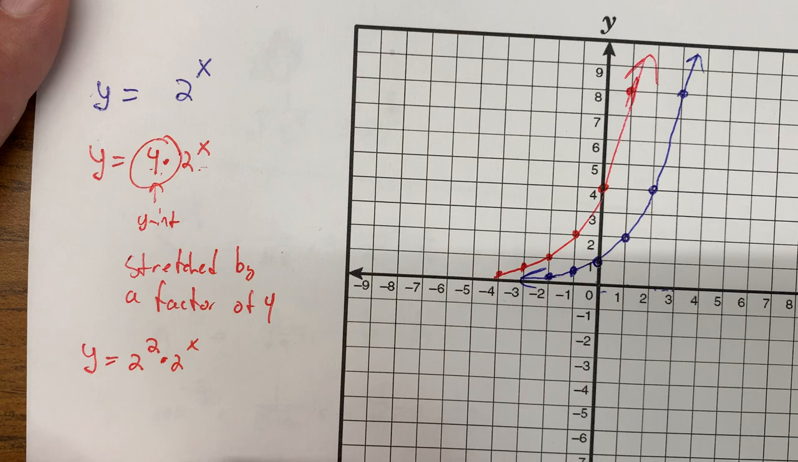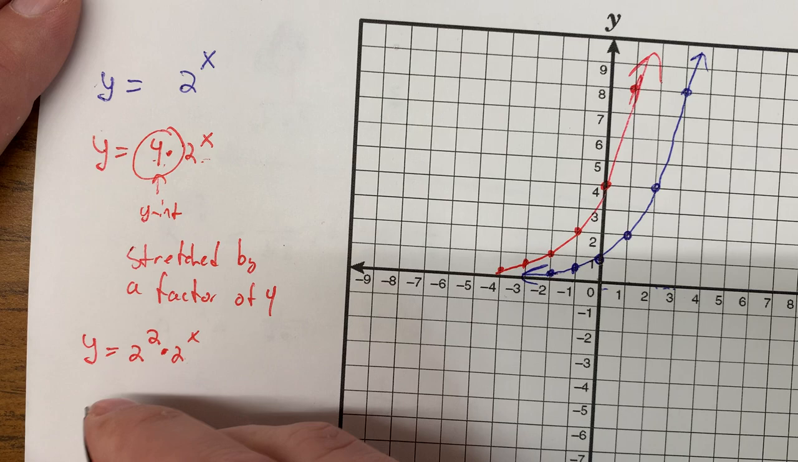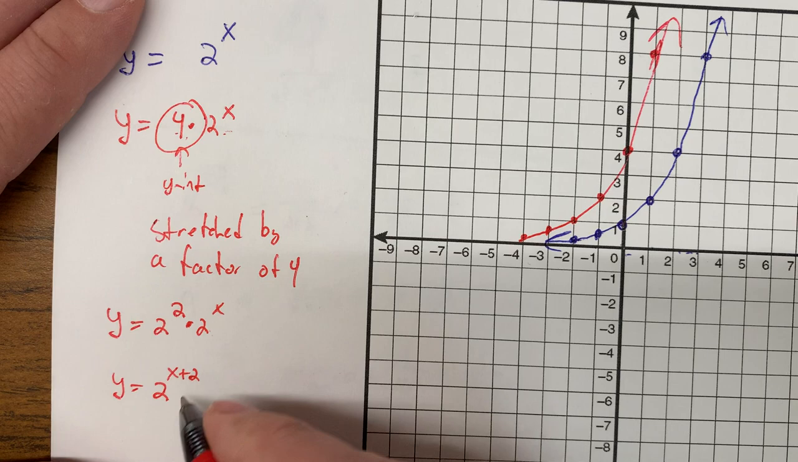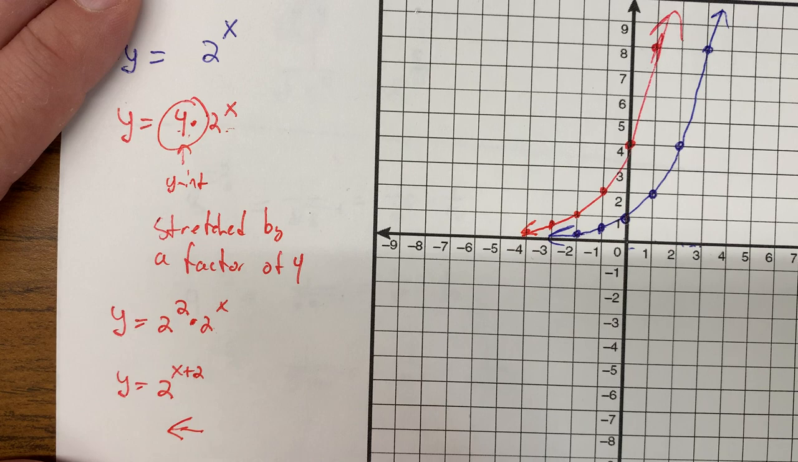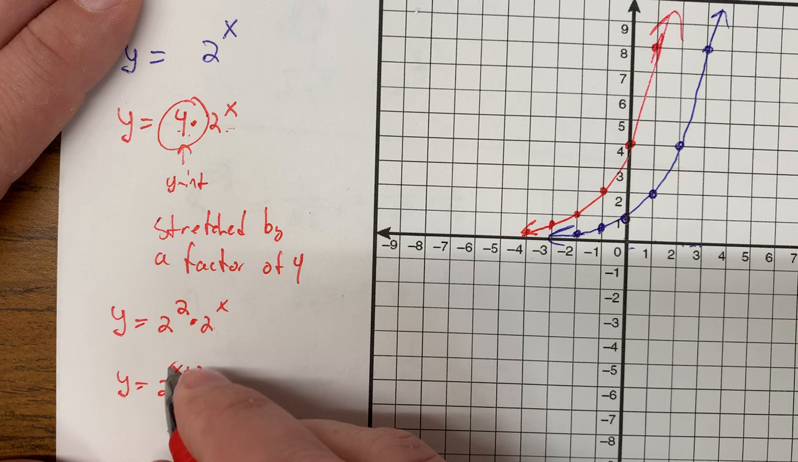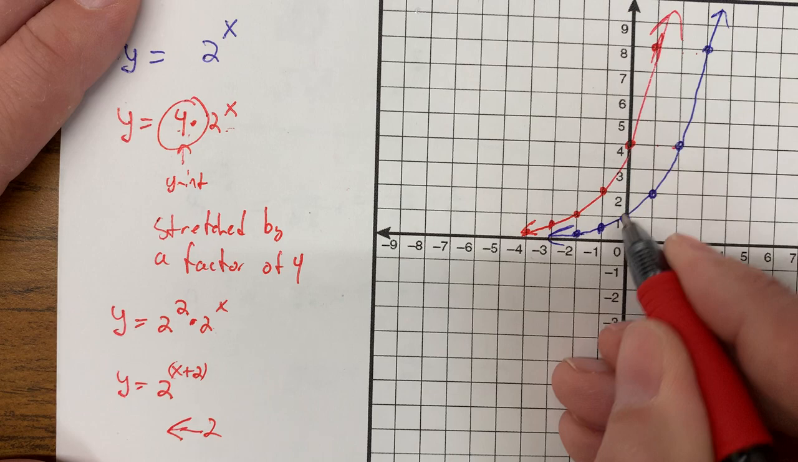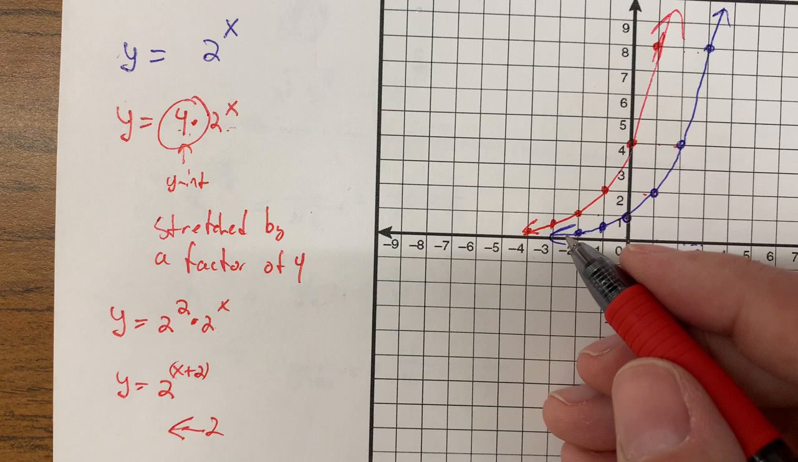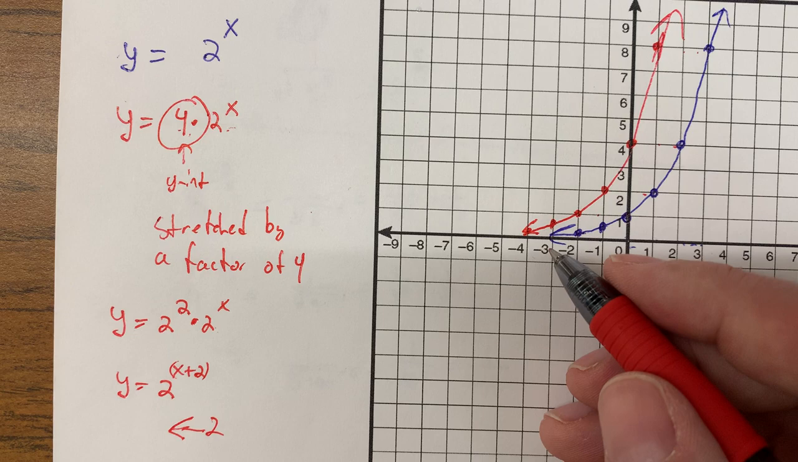And there's another property of exponents we can use here, which is that when you multiply, you add the exponents. So this is 2 to the x plus 2 power. And we can see that this is a different transformation. This is a transformation to the left by 2, because instead of 2 to the x, it's 2 to the x plus 2. That's left by 2 because it's inside of the function. And we can see that all of these points are also shifted 2 to the left from where they were before. So I think that's pretty neat that both a shift and a stretch are the same thing.